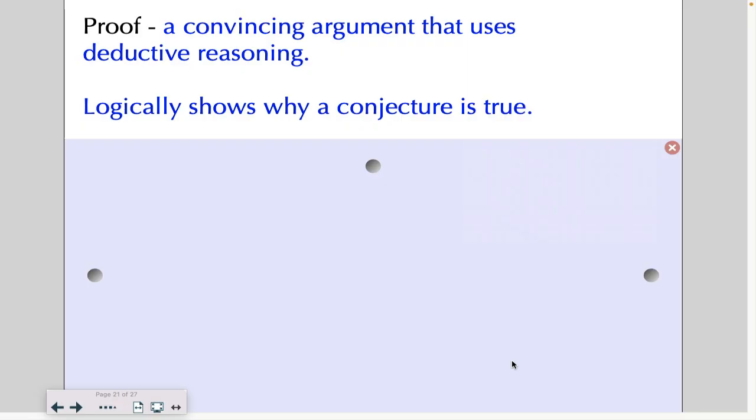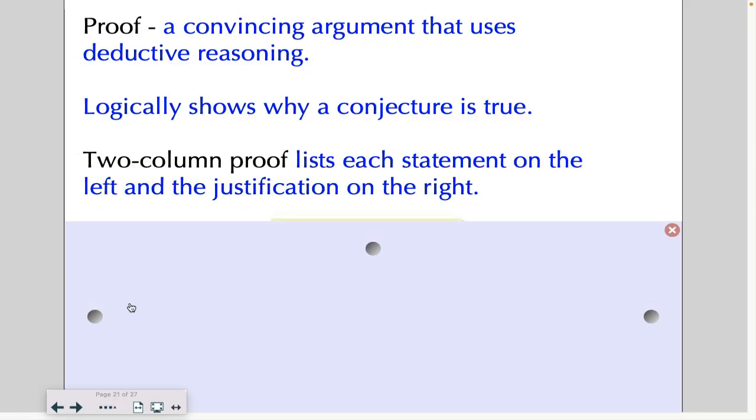That's what a proof is. It logically shows why a conjecture is true. Okay? What we're going to work on, the dreaded 2-column proof. If you know anybody that's taken geometry at all, and you tell them, hey, we did a 2-column proof, they're going to be like, have fun with that. They're actually not that bad.